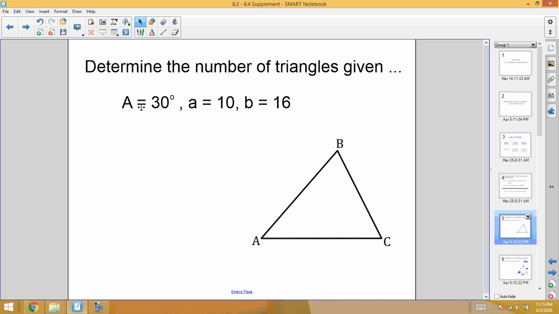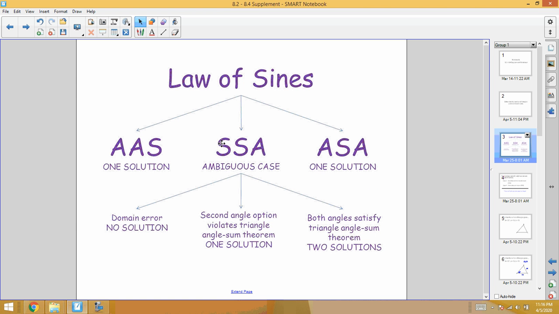So on this one, they're giving you angle A is 30 degrees, side a is 10, side b is 16. So if you plug those in, you should be able to tell rather quickly that this is an SSA, side side angle problem. And since that's the case, that's the one that is our ambiguous case. And so that's the one we need to be very careful about. It could be 0, 1, or 2. And so this one you are going to have to do a little bit of work to figure out which one it is.